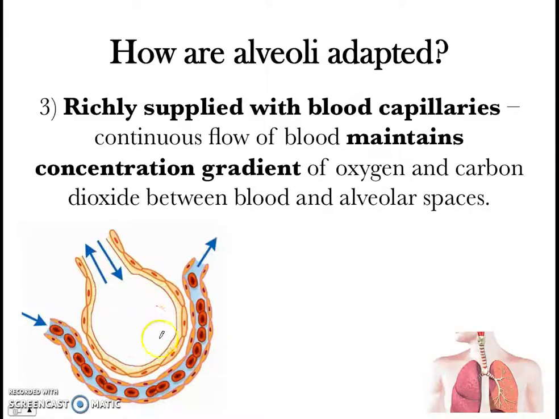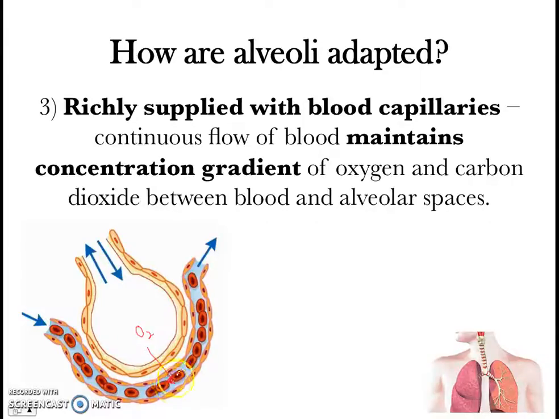So the alveolar spaces here normally have a very high concentration of oxygen, right? Because oxygen moves in from outside. And the blood capillaries here, normally the blood that comes from the heart is deoxygenated. So there's a low concentration of oxygen here. So there's a concentration gradient and oxygen will move from the alveolar space into the blood. Now as soon as oxygen moves from the alveolar space to the blood, this blood becomes oxygenated.